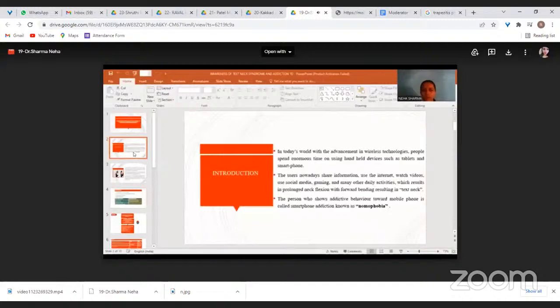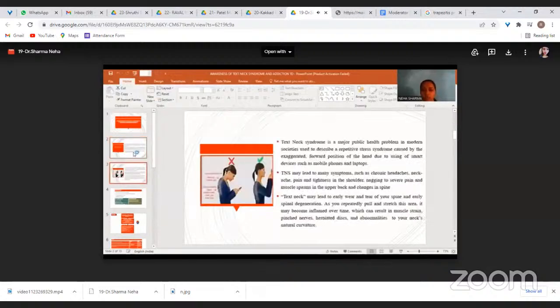Introduction. In today's world, with the advancement in wireless technology, people spend enormous time using handheld devices such as tablets and smartphones. Users share information, use the internet, watch videos, use social media and gaming, and do many other daily activities, which result in prolonged flexion with forward bending, resulting in text-neck. Addictive behavior towards the mobile phone is called smartphone addiction, known as nomophobia.